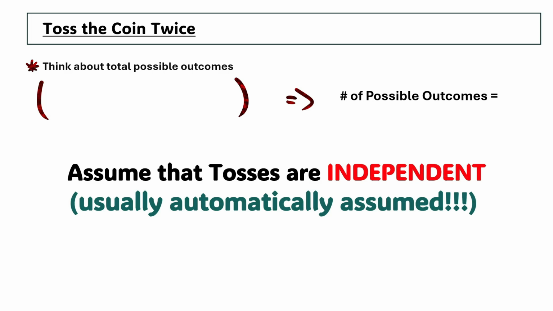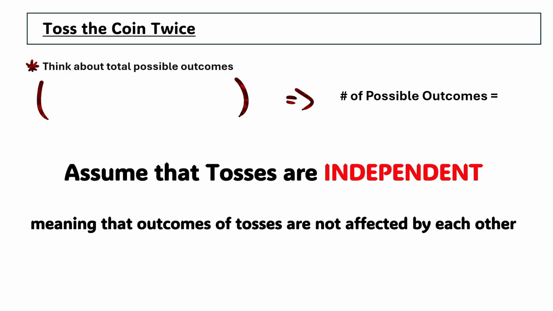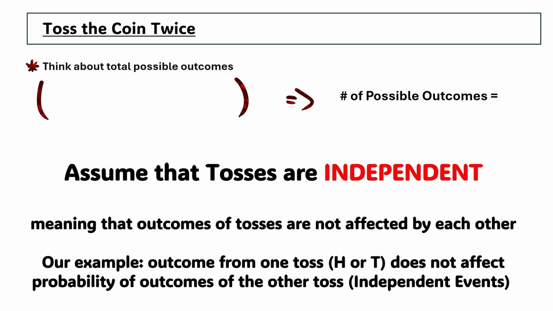So when we say that coin tosses are independent, we mean that outcomes of tosses are not affected by each other. In our example where we toss the coin twice or throw 2 coins, this means that the outcome from one toss, heads or tails, does not affect probability of outcomes of the other toss. And of course, the other way around as well. And in probability, whenever events do not affect each other, like outcomes from different coin tosses, we say that they are independent events. So that's what we mean by independence. And in this video, the outcomes from different tosses are going to be independent.